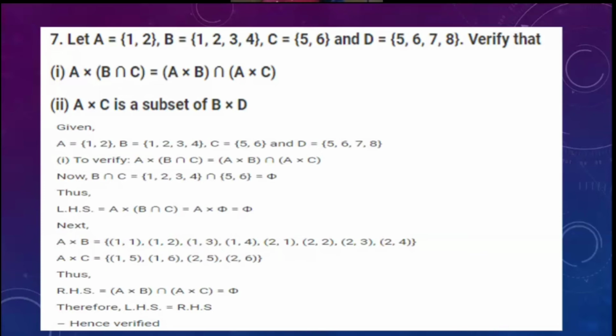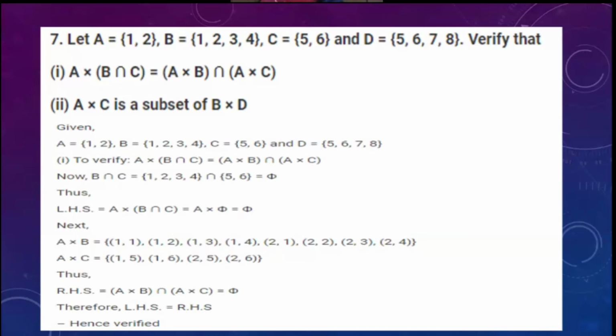Now you want to find their intersection. Just look there. Are any ordered pairs the same? No, no ordered pair is the same. If any ordered pair is common, then only is intersection possible, and nothing is common. That is why A into B intersection A into C also you got phi. Therefore, LHS equals RHS, hence verified. See, in this verification sum, presentation is more important. How I wrote it here, how I presented, in the same way try to practice, because stepwise marking is there, children.